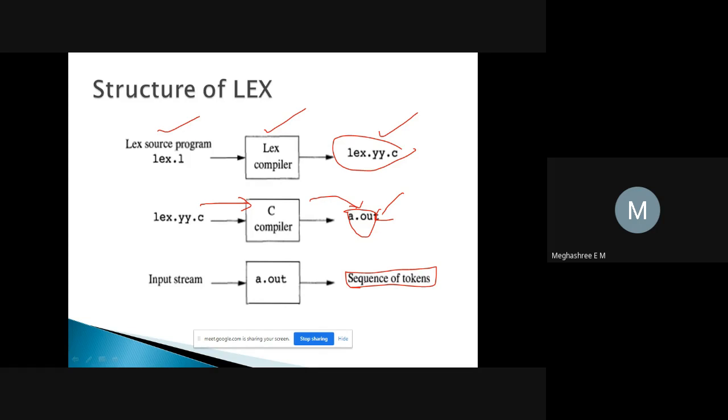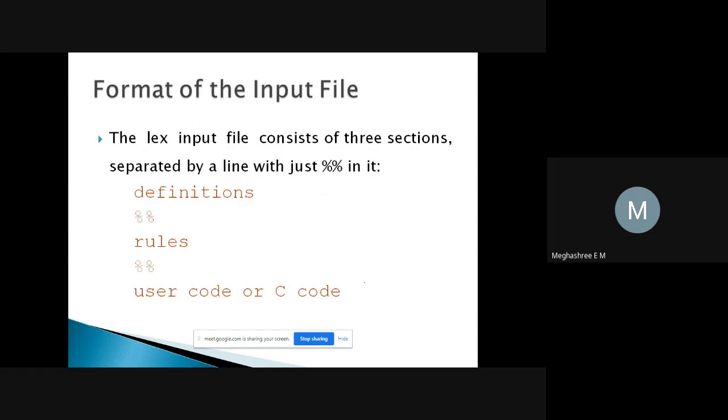Do you understand till here? Any doubts? Is it clear to everyone? Yes or no? So please respond. Yes, ma'am. Okay, then I'll continue with the next slide.